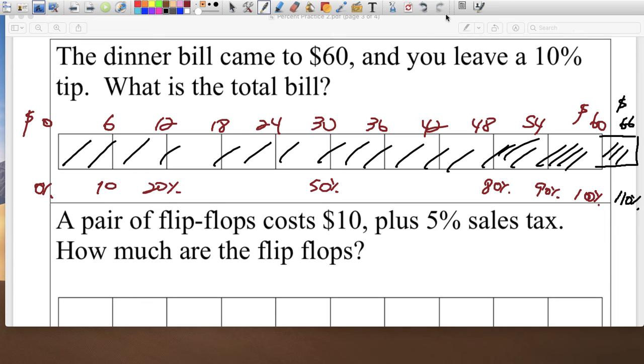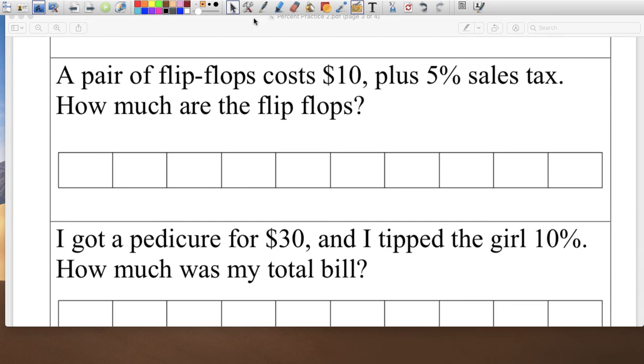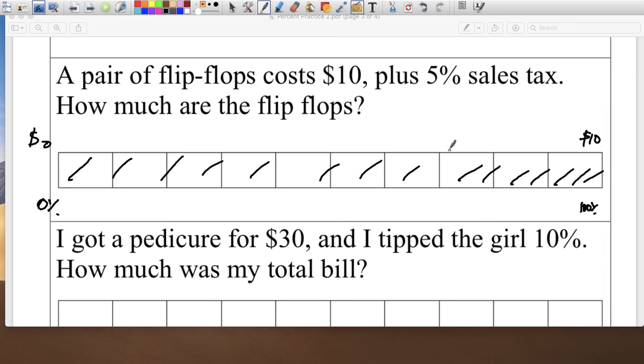I got a pedicure. I actually got one a long time ago. 0%, 100%. And if I didn't tip the girl, I would actually pay her $30. And so I'll be responsible for all this. Okay. Minor interruption. So $30, right?